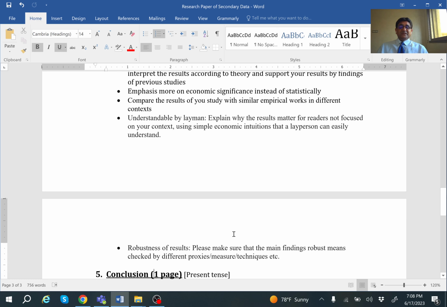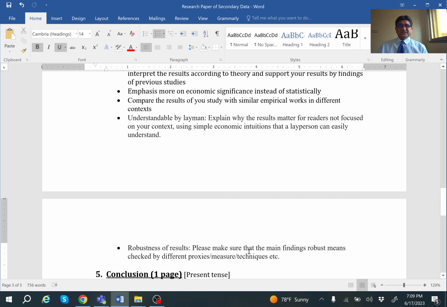Then we can have the robustness section of our results. Either our results are robust or not. For checking the robustness of our results, we can use multiple proxies, different proxies, different techniques. For example, one of my students used the results of fixed effect, meaning static panel, and dynamic panel, and discussed that. They have also used multiple proxies to measure their variables. Then they can check whether their results are aligned or not.